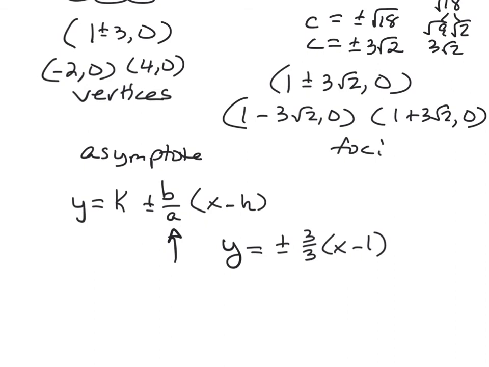So the slope will simplify to 1 over 1 or 1. So I'm going to rise 1, run 1 at this starting point of my center, which is 1, 0. So I start and then I move the slope. And that's how I can create my asymptotes. Let's go ahead and graph this hyperbola.